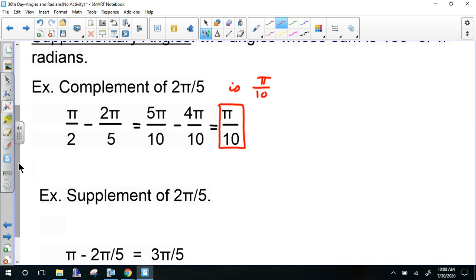Notice we had to convert the fractions. If I want to subtract 2 pi over 5 from pi over 2, I need a common denominator. So I multiply the denominators. 2 times 5 is 10. How many times will 2 go into 10? 5 times. 5 times pi is 5 pi. How many times will 5 go into 10? 2 times. 2 times 2 pi is 4 pi.